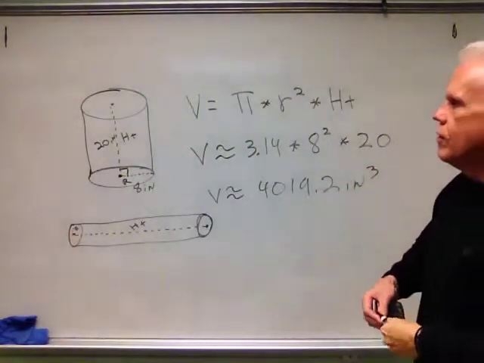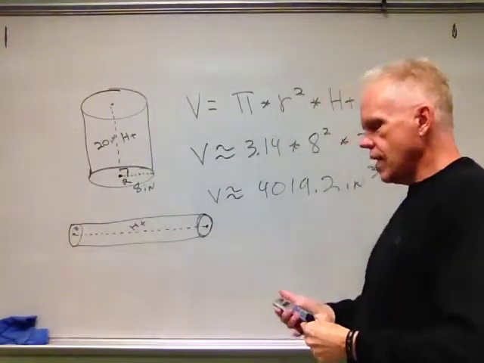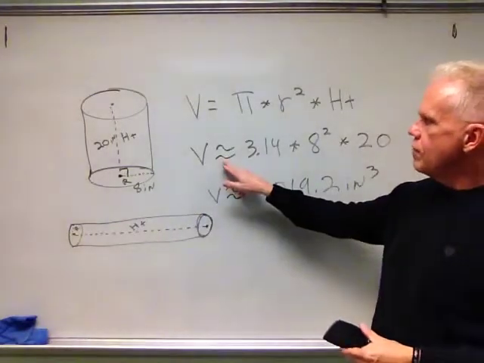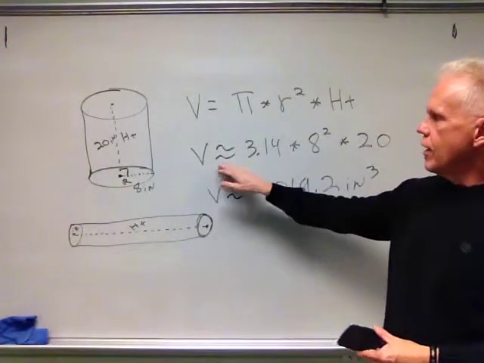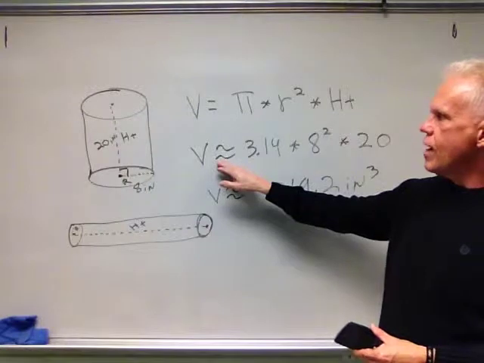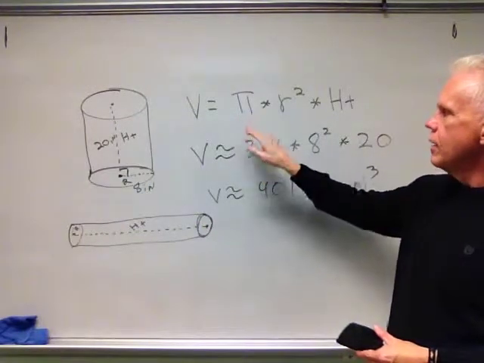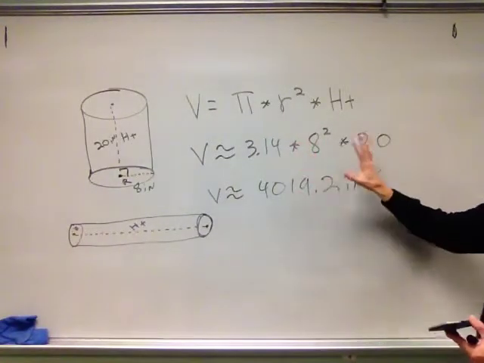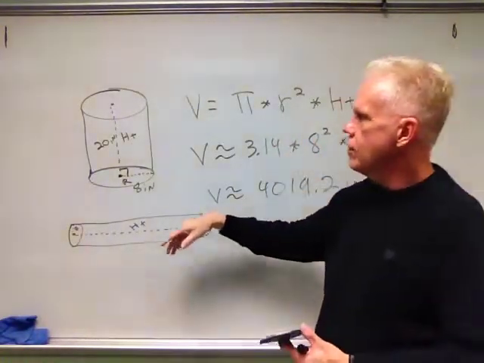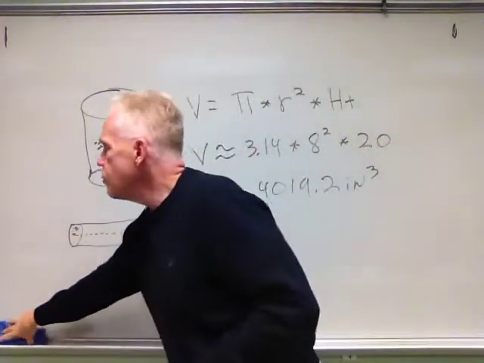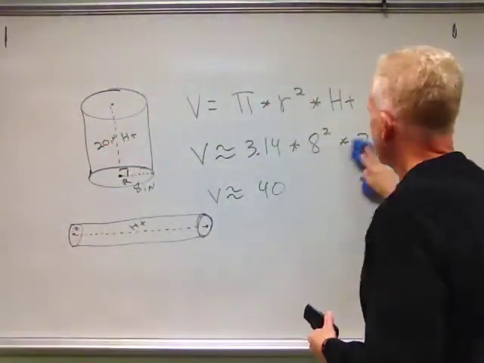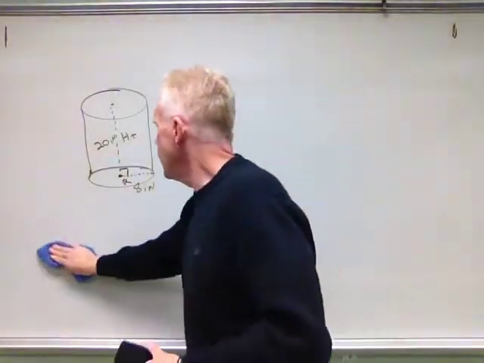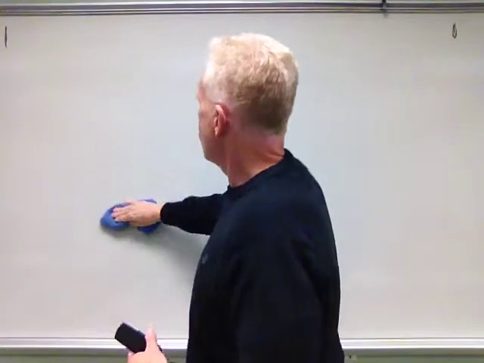All right, so the volume of that cylinder is approximately 4,019.2 cubic inches. Now notice the wavy equal sign that I put here. That means approximately, because we've rounded off pi to 3.14. So we've got this example now to find the volume of a cylinder. Cool. Let's move on, and let's talk next about the volume of a cone.